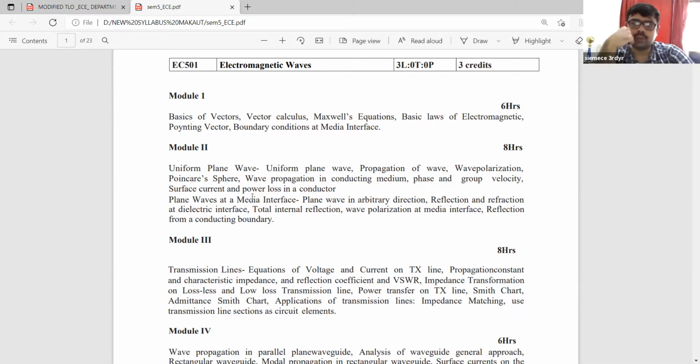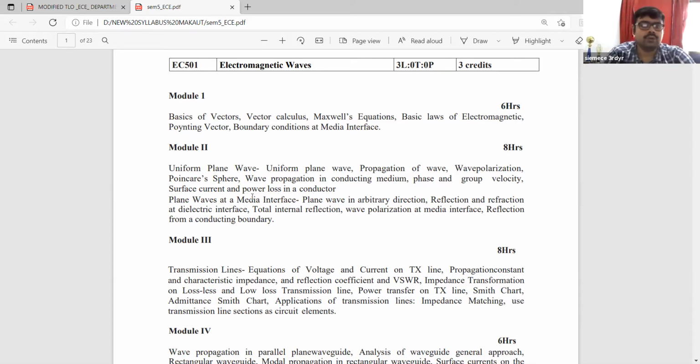So this module 2, if we see carefully, module 2 is the uniform plane wave propagation, wave polarization, Poincare sphere, wave propagation in conducting medium, phase and group velocity, surface current and the power loss in a conductor, plane waves at a media interface, plane wave in arbitrary direction, reflection and refraction at media interface, total internal reflection, wave polarization at media interface, reflection from a conducting boundary. So many different topics we'll see here.